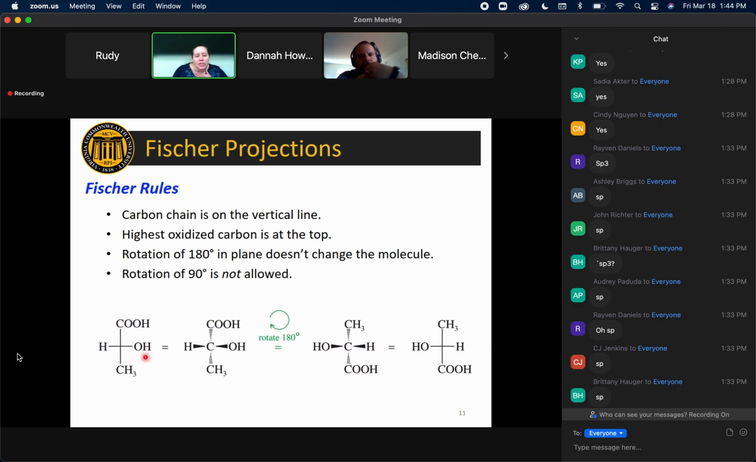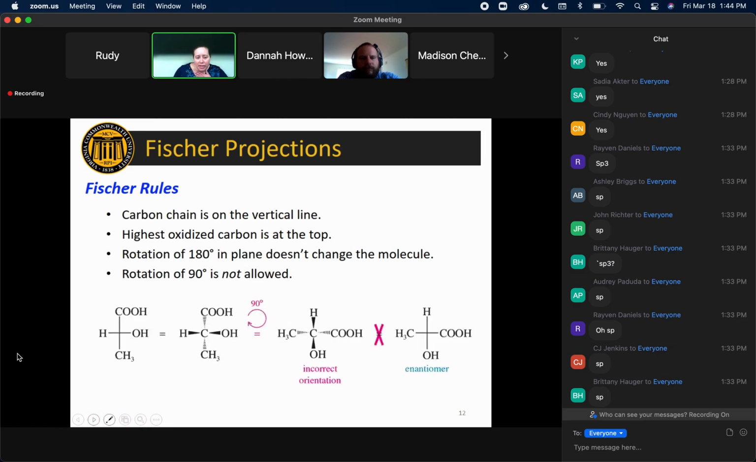But these next two are very important. If you have a Fisher projection, then rotating that Fisher projection 180 degrees in the plane of the page that it's written in does not change the molecule at all. And you can see that here. If we convert our Fisher projection into our wedge and dash version, then we rotate it, the things that were going forward are still going forward. The things that were going back are still going back, right? So 180 degree rotation is allowed because you still have the same molecule.